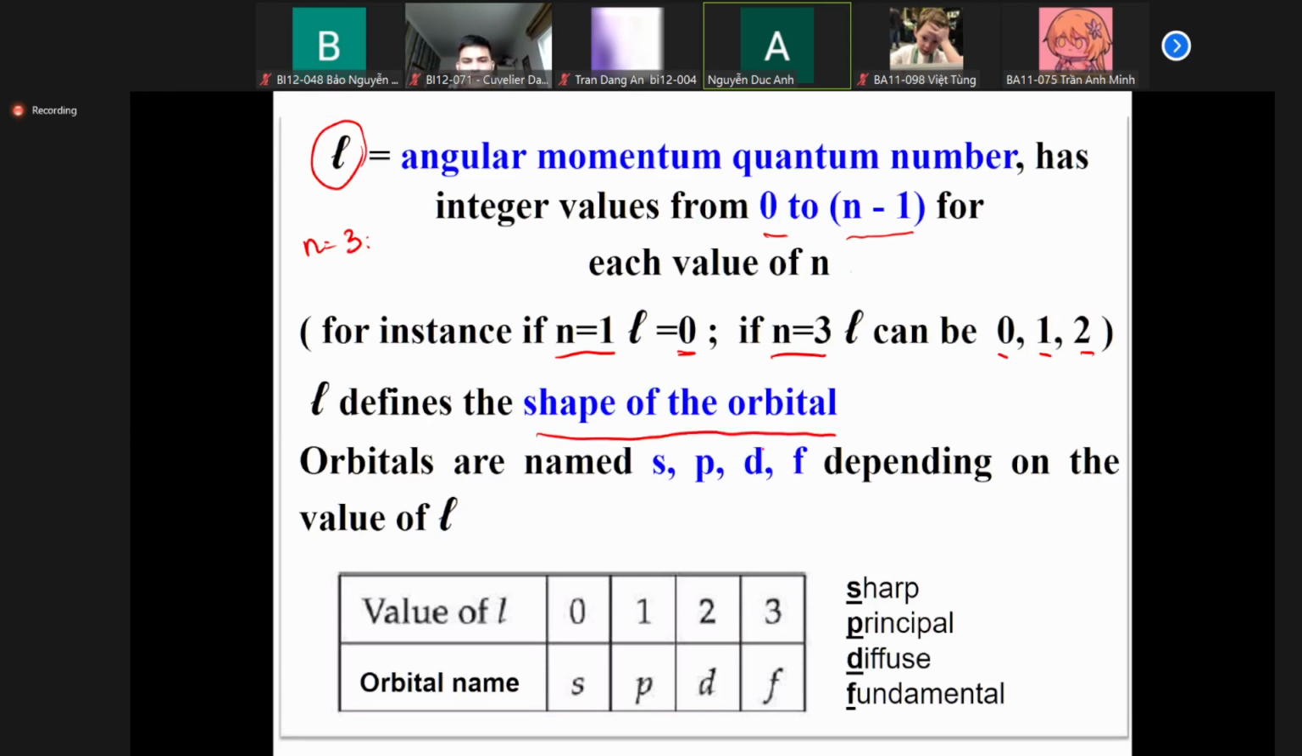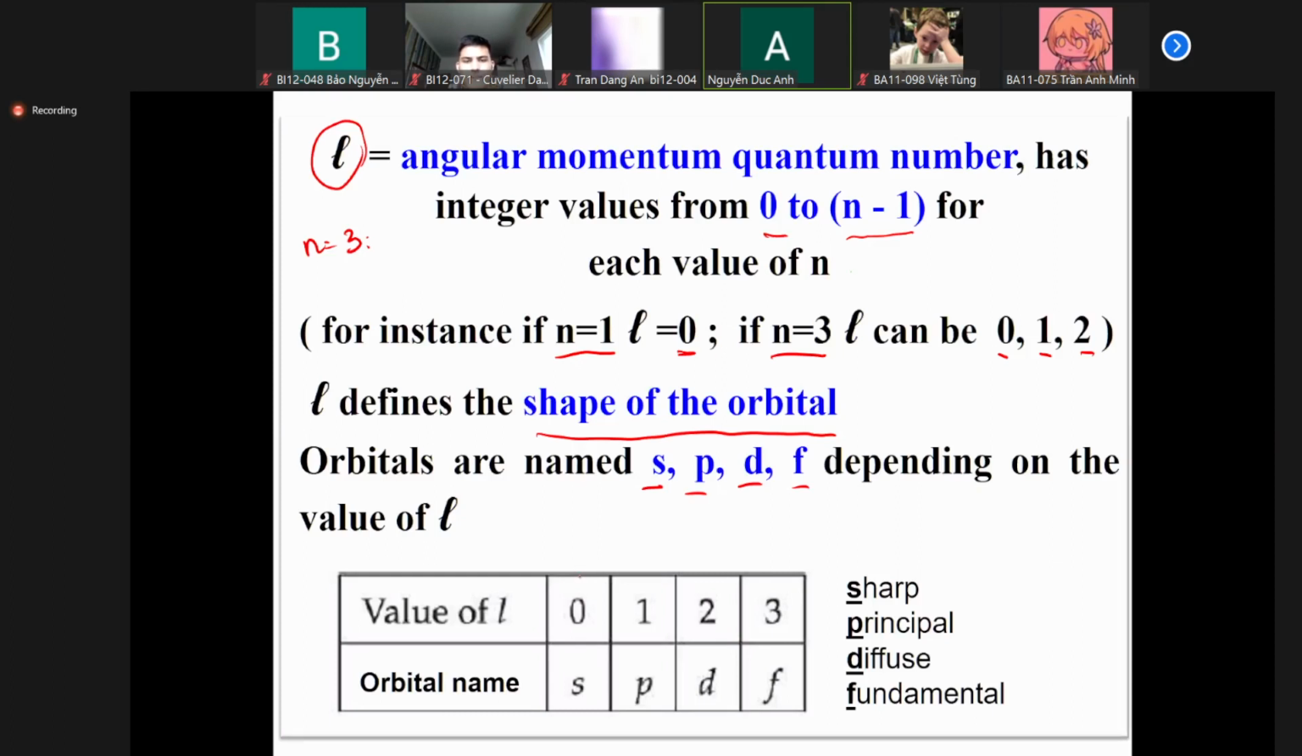Okay, L will give you the shape of the orbitals. The shape of an orbital will be defined with a name; we call this a subshell, s, p, d, f. This corresponds with the values of L.